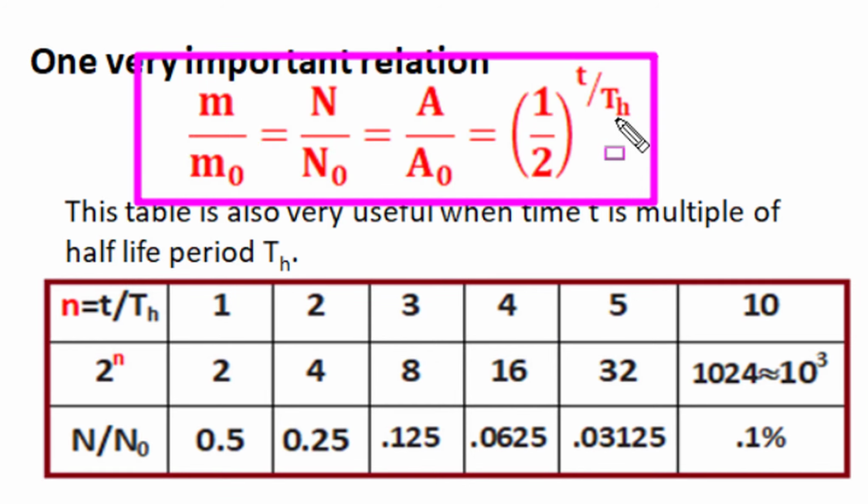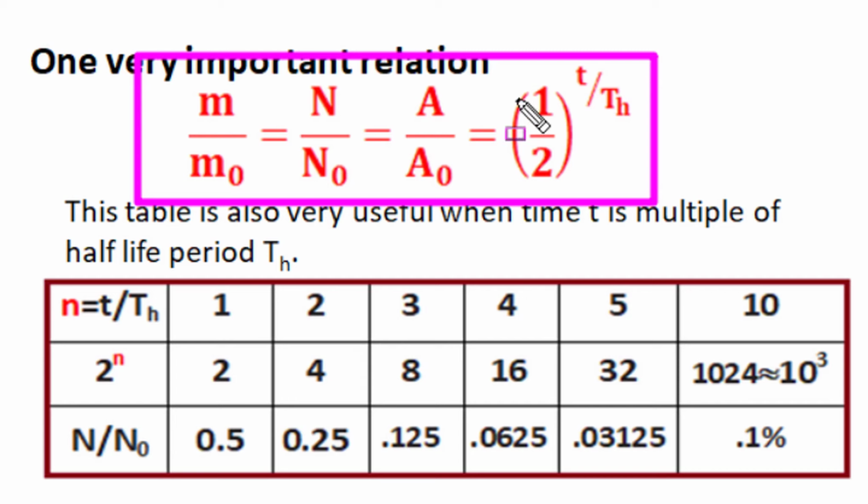So if we know the half-life period of a radioactive substance, we can find the ratio of present and initial mass, number or activity at any time T, or if we know the ratio of present and initial mass, number or activity at any time T, we can also find the half-life period. The calculation of this relation becomes very simple when the time of study T is a multiple of T half and the ratio of time of consideration and T half is 1, 2, 3, 4, 5 or 10.